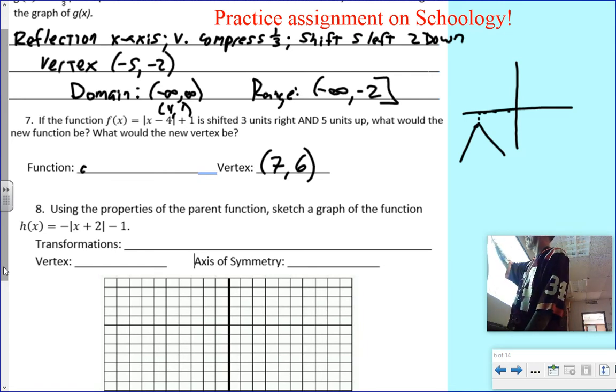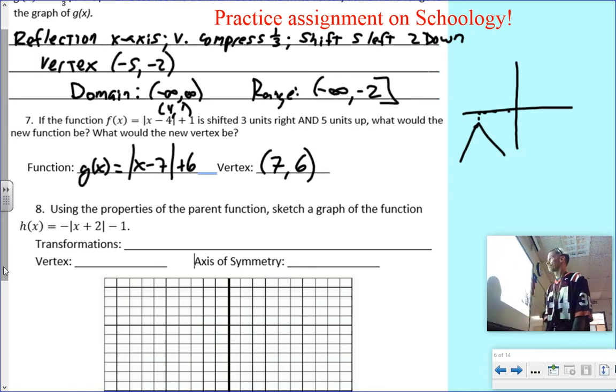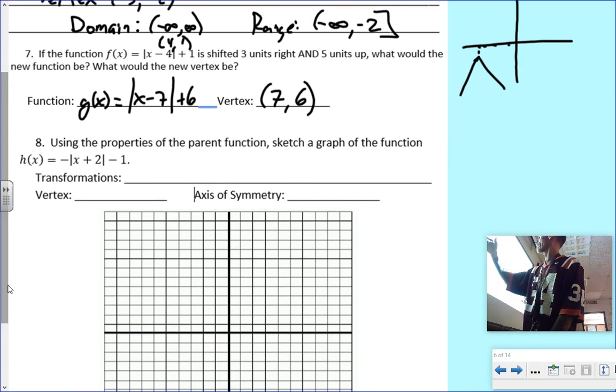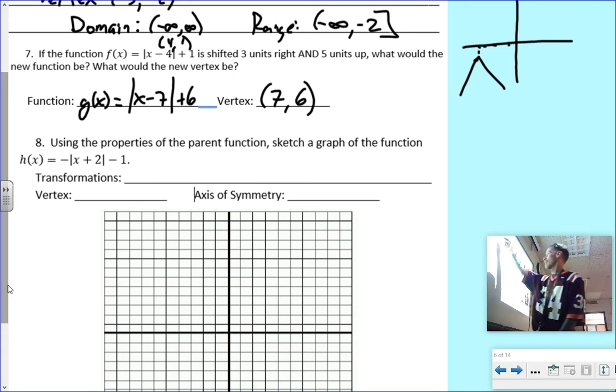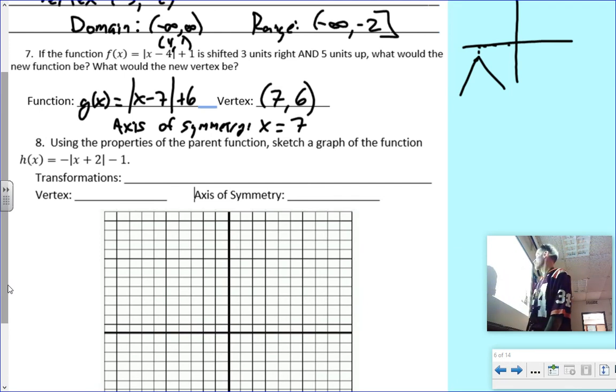So now I can write my new function, absolute value of x minus 7 plus 6. And we could do the new domain and range, all that good stuff like that, and the axis of symmetry. By the way, don't forget the axis of symmetry is just that h value. So on this one, on this g of x right here, the axis of symmetry would be x equals 7. It's always going to be that h value.